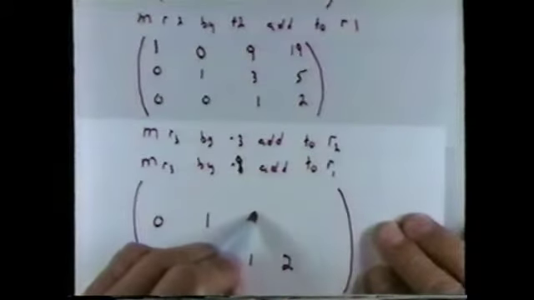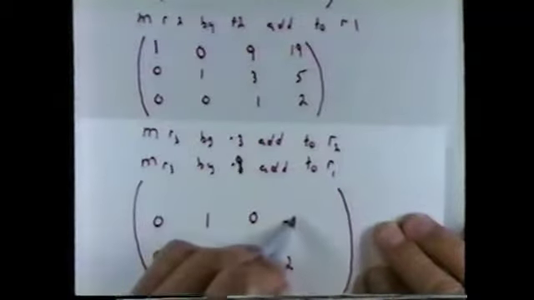I'm going to multiply row 3 by -3 and add to row 2. -3 times 0 is 0. 0 plus 0 is 0. -3 times 0 is 0. 0 plus 1 is 1. -3 times 1 is -3. -3 plus 3 is 0. -3 times 2 is -6. -6 plus 5 is -1.